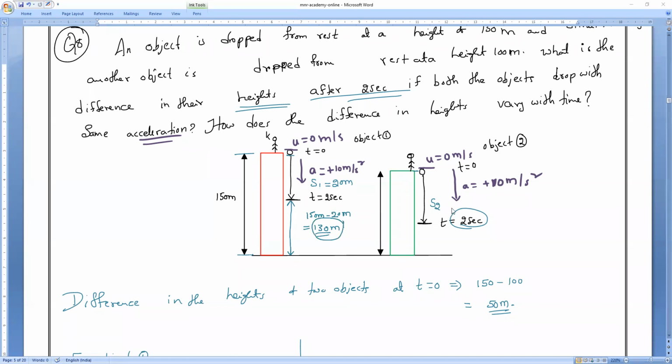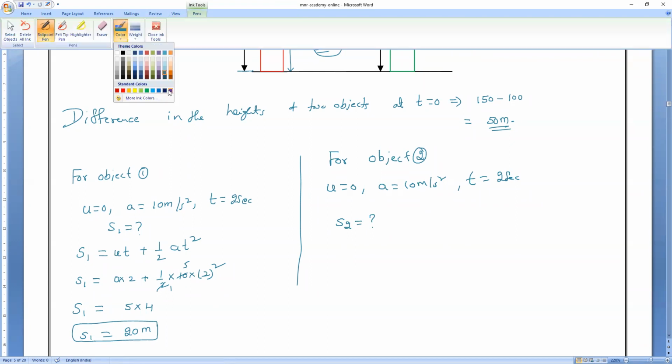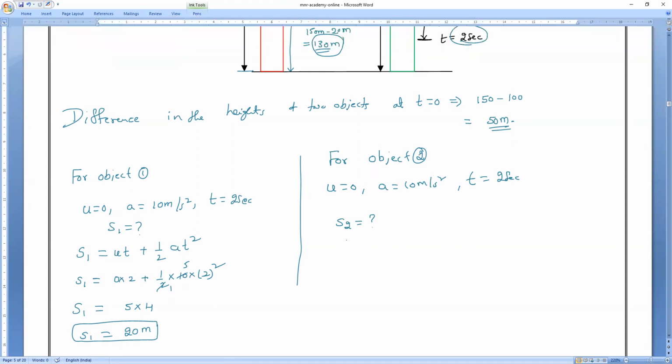Same way, object 2. Let me find object 2. Now for object 2, how much distance it travels you can find. If you notice, initial velocity is 0, acceleration is 10 meter per second square, and time t is equal to 2 seconds. Again the same thing. So we want to find S2. What equation will we use here? Anybody? Everybody, second equation only. So S2 is equal to ut plus half at square.